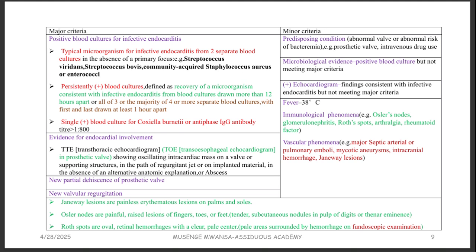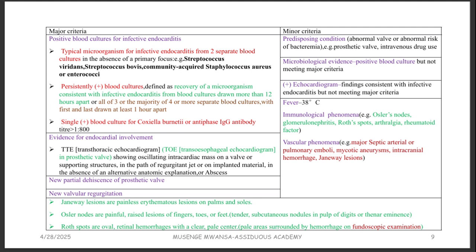What are the typical organisms? Streptococcus viridans, Streptococcus bovis, community acquired Staph aureus, and Enterococcus. So Strep viridans, Enterococcus, Staph aureus, Strep bovis. These are the typical organisms. So if you do two cultures and both cultures are positive, that is the meaning of positive blood culture.